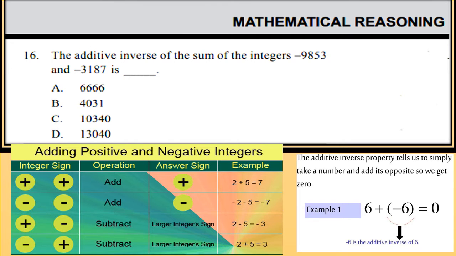The additive inverse of the sum of the integers minus 9853 and minus 3187 is. Now see the chart below. Adding positive and negative integers.